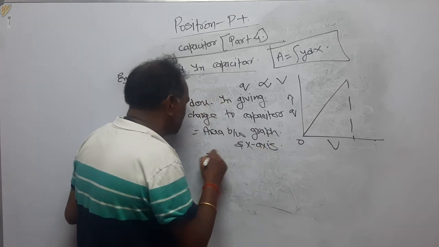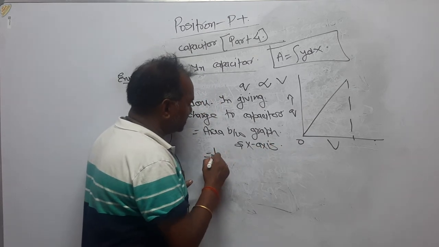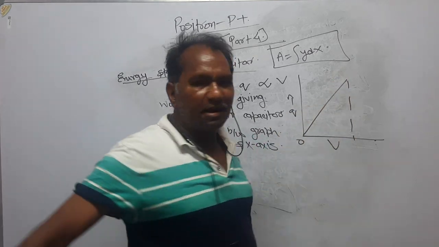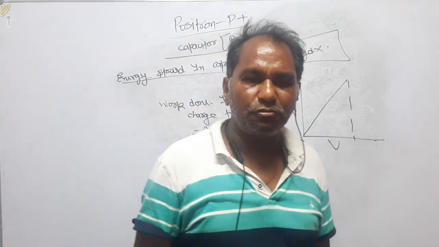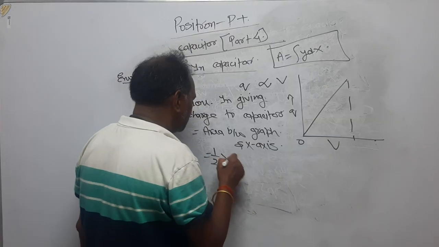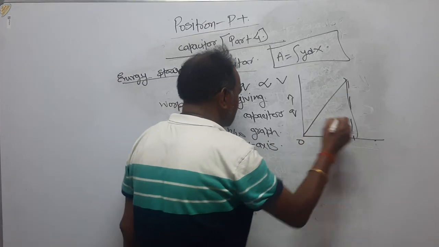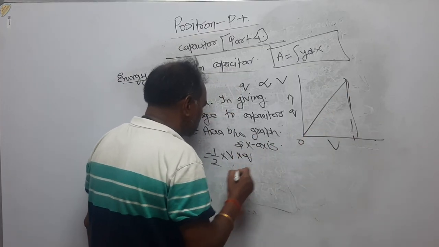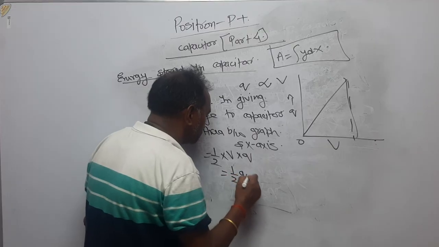Dear students, it is clear that this is a right angle triangle and its area works out to be half into base into height. Half into base is AB and height is Q. And that is half Q into B.